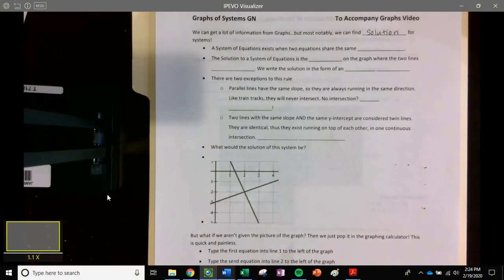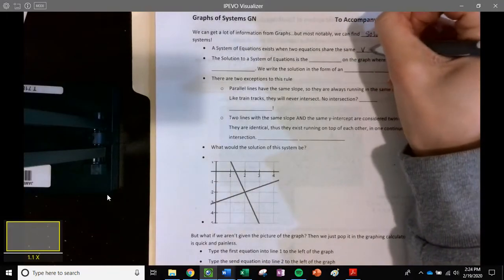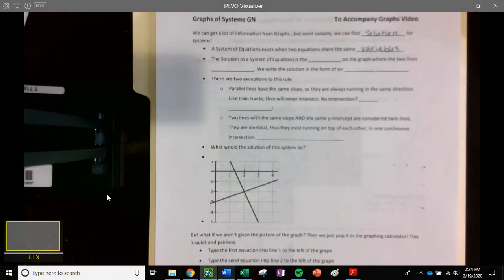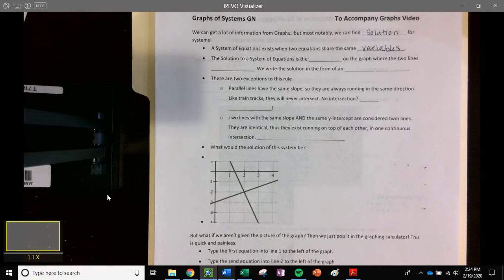So what the heck is a system? What am I even talking about? A system of equations exists when two equations share the same variables. We'll mostly be talking about two linear equations, but we're also going to talk a little bit about quadratic linear systems and quadratic systems. There might be some squared variables, but for the most part, we're just going to talk about two regular old lines. We won't have any exponents, but they do share the same variables. So there's more than one variable in each of the equations, but each equation has the same letters.